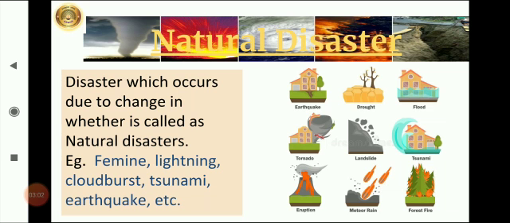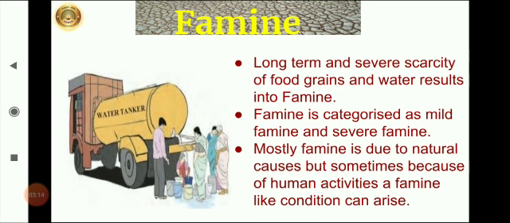What can we do to deal with these losses? For this, let's study in detail some natural disasters one by one. So first is famine. The condition that arises due to long-term and severe scarcity of food grains and water is called famine. Famine is categorized as mild famine and severe famine.